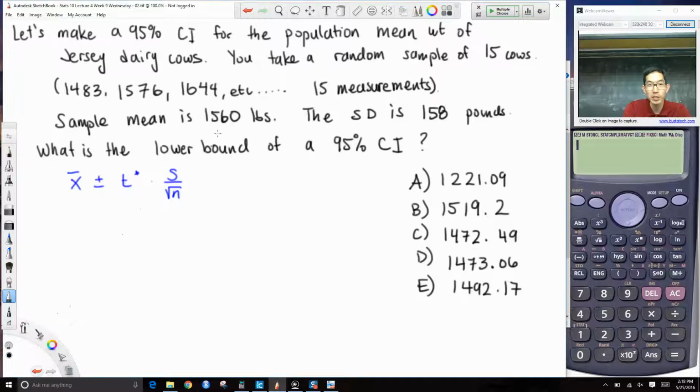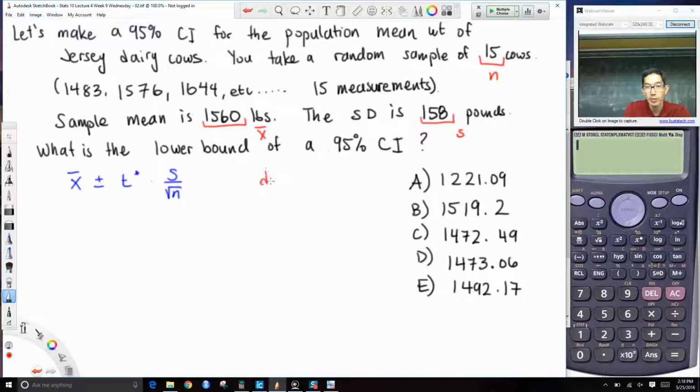Okay, so I'm just going to go through and label things. We have a random sample of 15 cows, so 15 is our sample size n. Our sample mean is 1,560. This is going to be my x bar. The standard deviation is 158. That's my s.